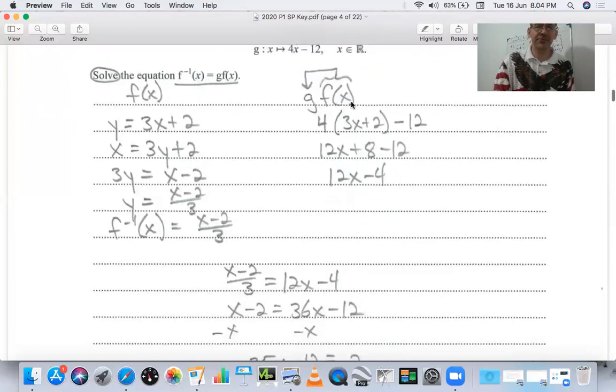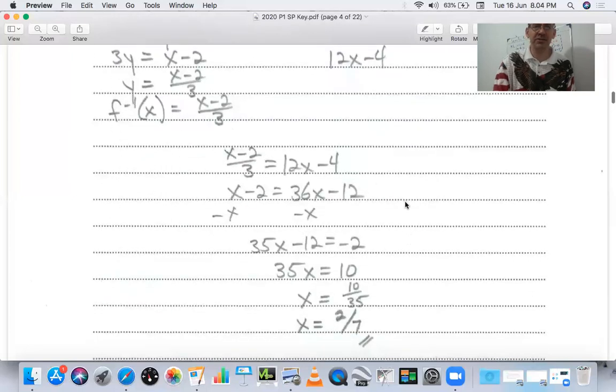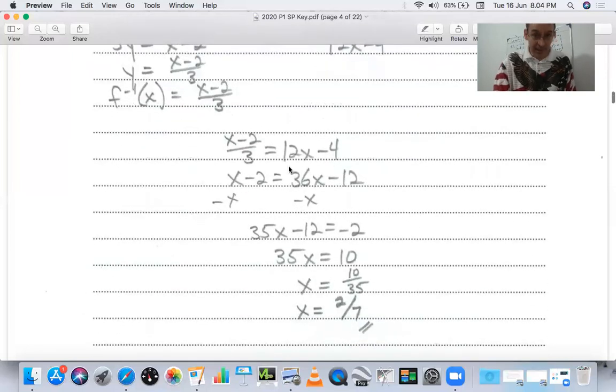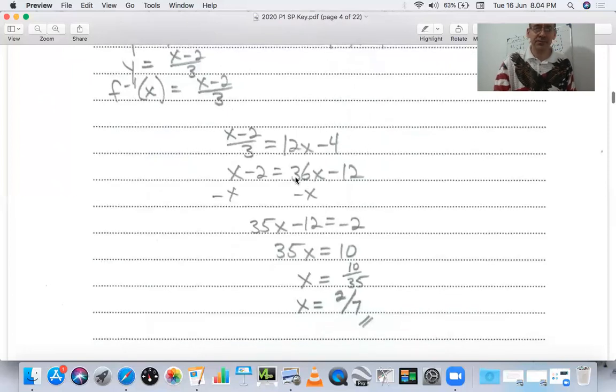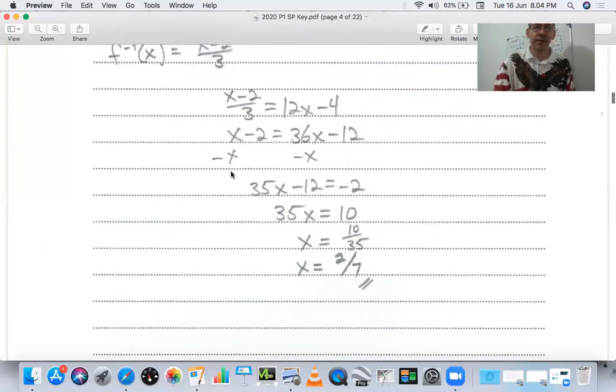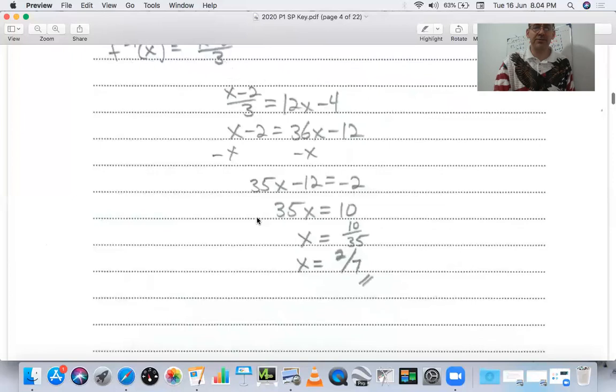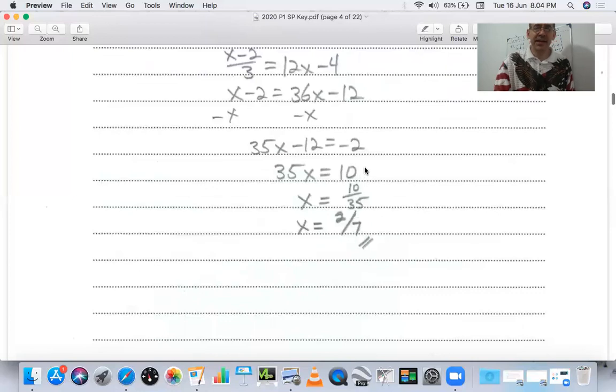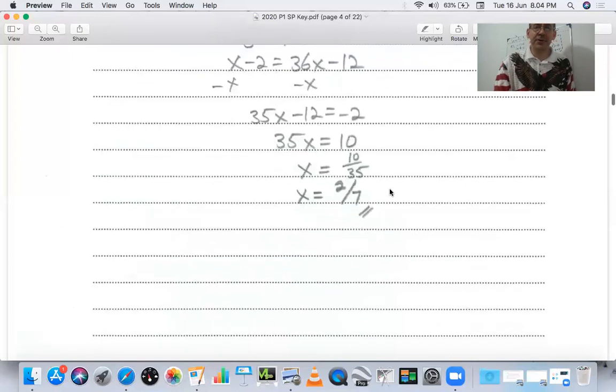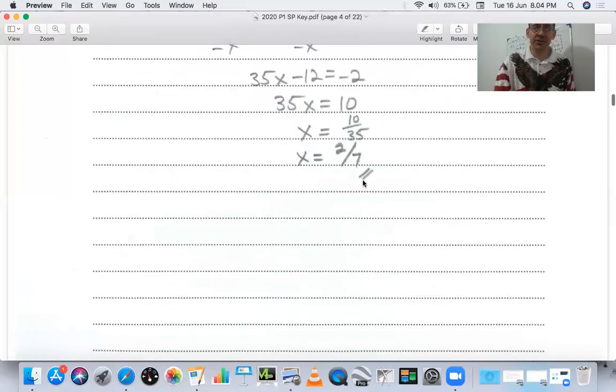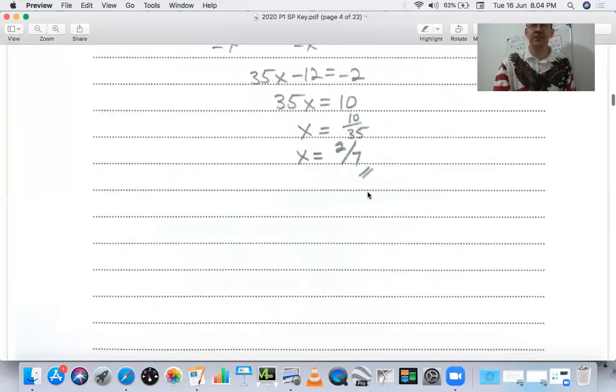So we've done the inverse, we've done the composite. Now we set them equal to each other. So we have a fraction here, multiply everything through by 3, gives us 36x minus 12. Don't forget to distribute. Get x on the same side, so minus x gives us 35x. We add the 12 to the other side, get 10, then divide by 35, 10/35, so x reduces to 2/7.